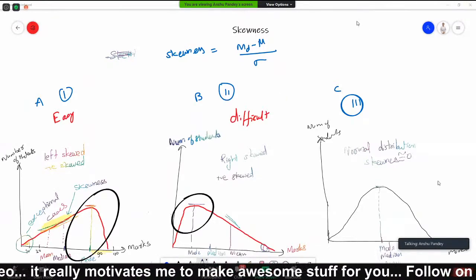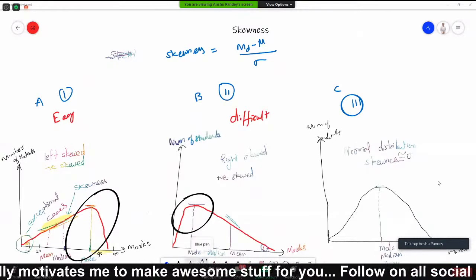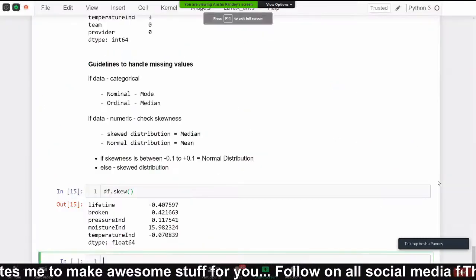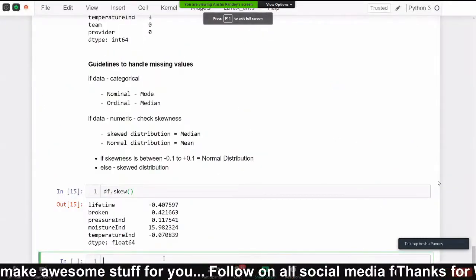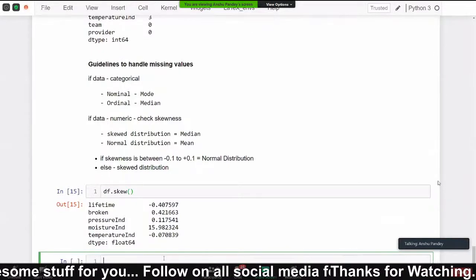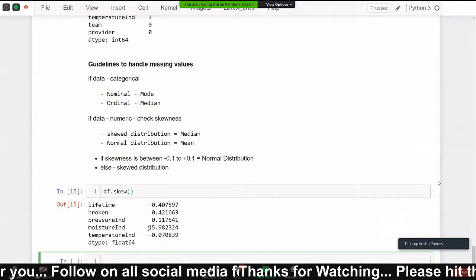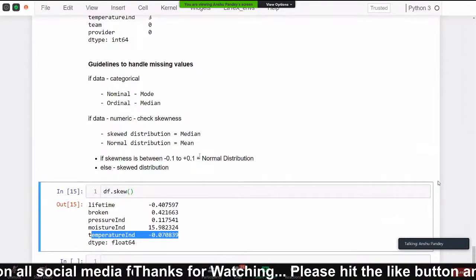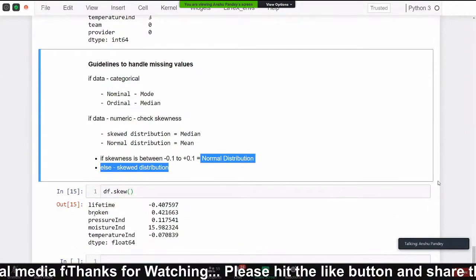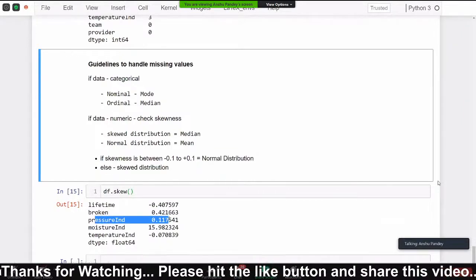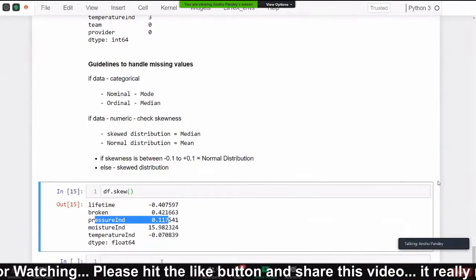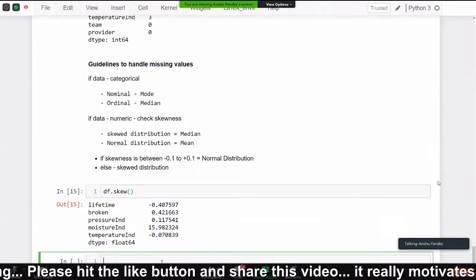Okay, so let's move further, and we are now shifting to the back. So we can see that skewness of temperature is very much closer to zero, between minus 0.1 to plus 0.1, so we call it normal distribution. Whereas pressure is more than plus 0.1, so it's kind of positive. So let's fill in the missing values over here.